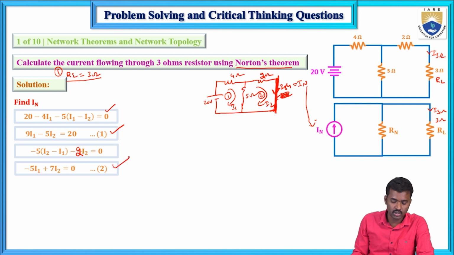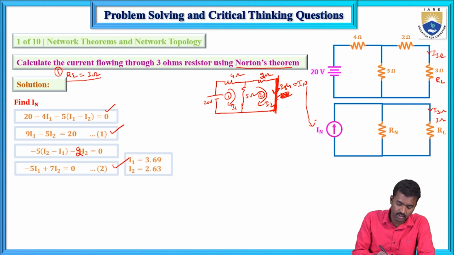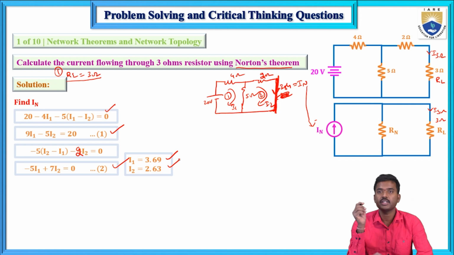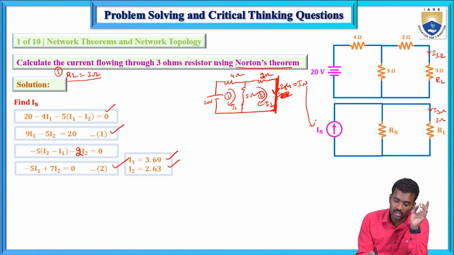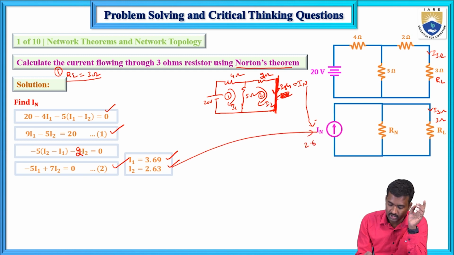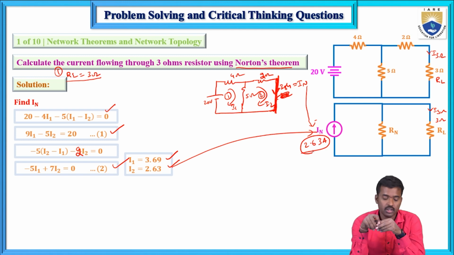These are the two equations. If you solve this, you will get I1 equals 3.69 and I2 equals 2.63. Now here we have two mesh currents, I1 and I2. Here the I2 current is this short circuit current, and this short circuit current is known as Norton's current. So 2.63 amperes is the Norton's current. We determined the Norton's current, and the remaining parameter is RN. So determine that one, step 3.